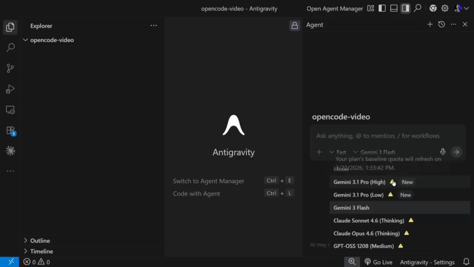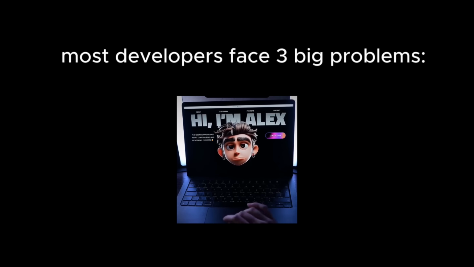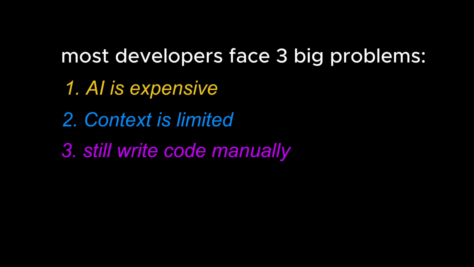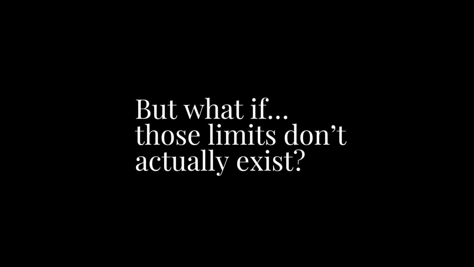And by the end of this video, you will build your own AI-powered app for free. Right now, most developers face three big problems. AI is expensive, context is limited, and you still have to write code manually. Even with powerful models, you hit limits fast. But what if those limits don't actually exist?